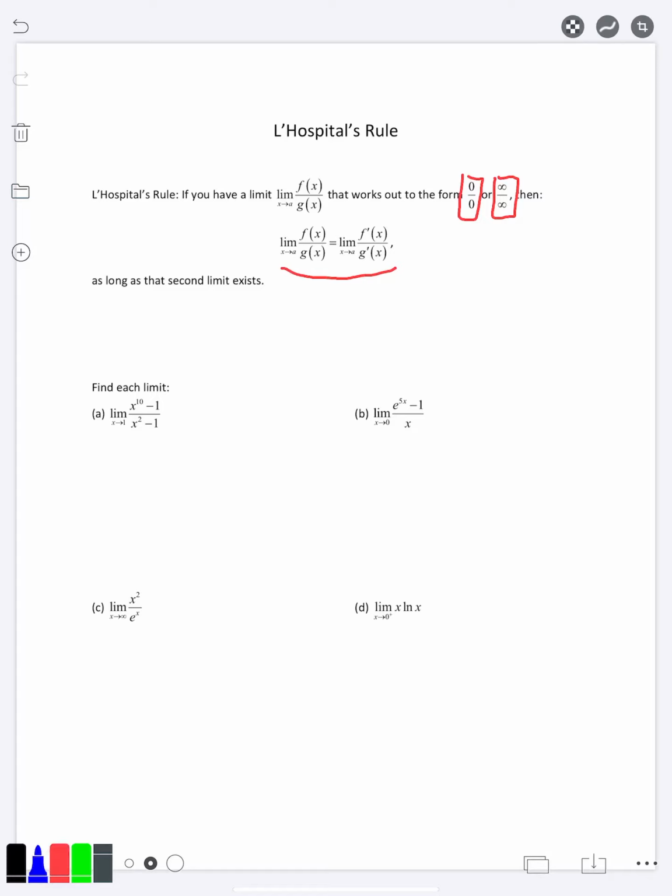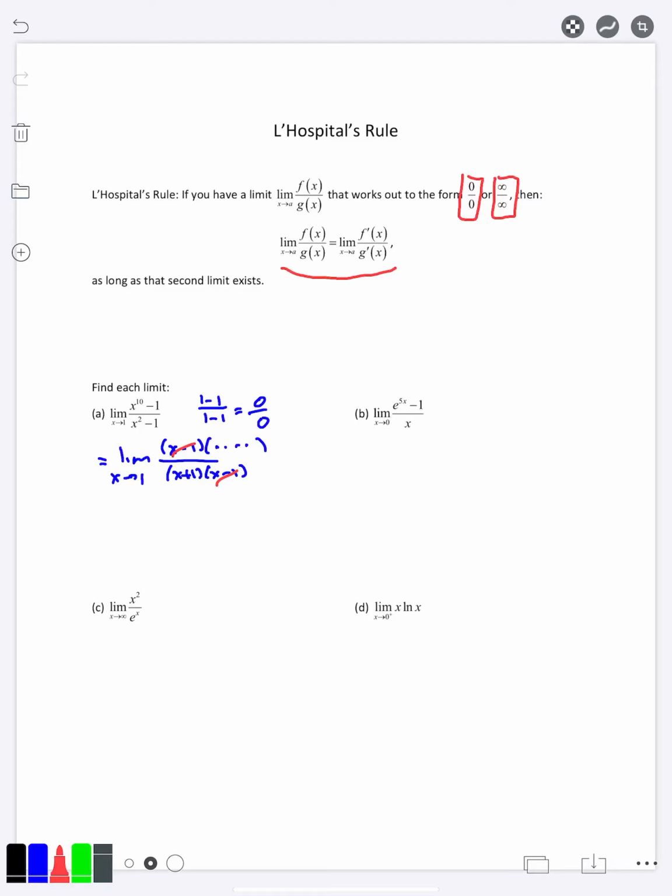Now let's go ahead and look at this first example here. If I try plugging in 1, I'd have 1 minus 1 over 1 minus 1. I'd get 0 over 0. Now 0 over 0 is undefined. I can't just write the answer down. You could find this limit by factoring. You could factor the top and the bottom here, and then you'd be able to cancel it out, and then plug it in to figure out what the answer is.